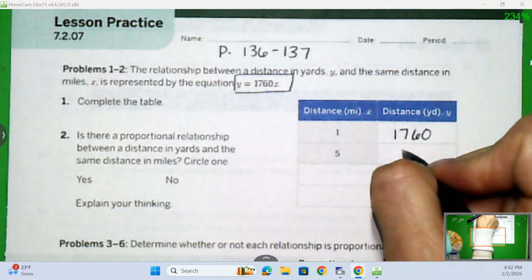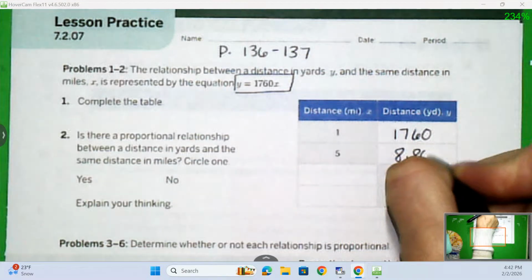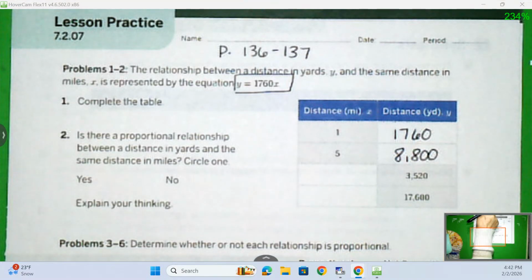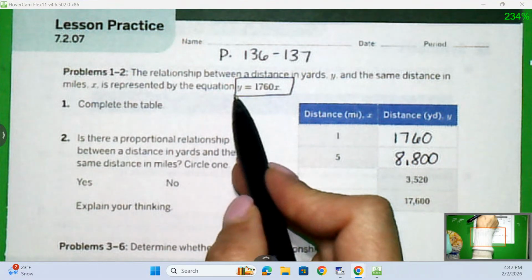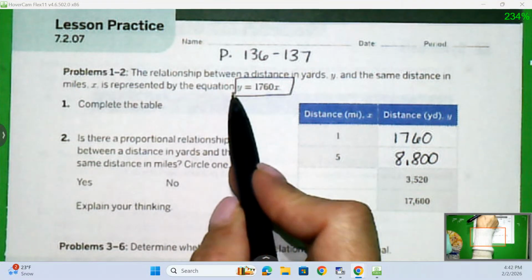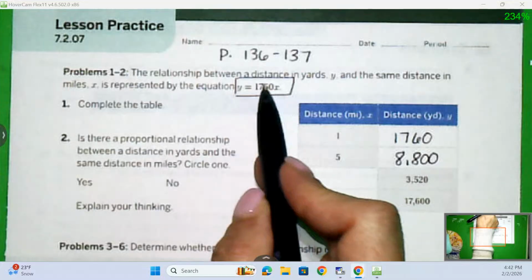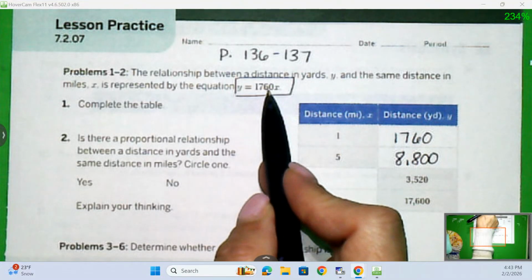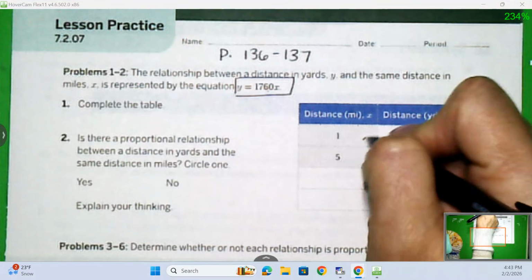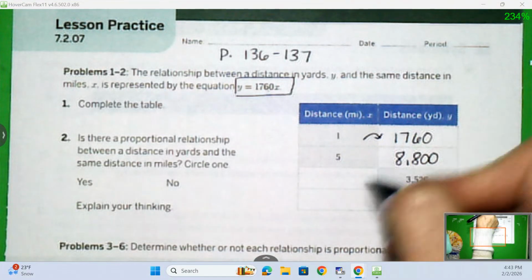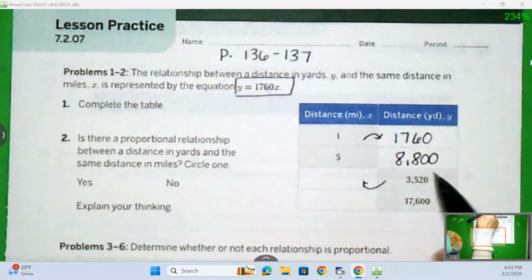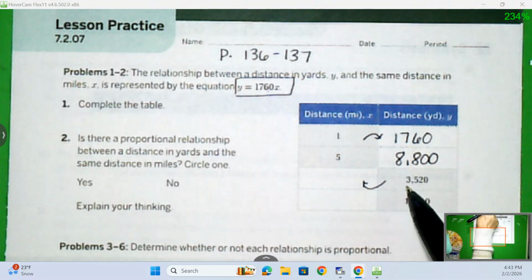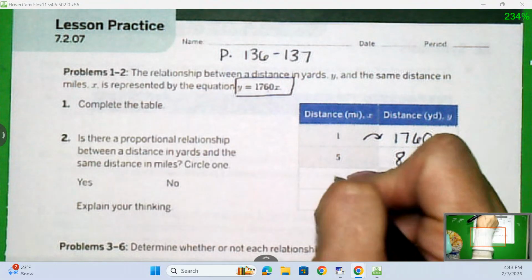We have 8,800. And then here we're going to be working backwards. We have our y, and we need to solve for x. So if we have our y value, we are dividing both sides by the 1,760. So in this direction, we multiply. The opposite direction, we're going to divide by that amount. You can use your calculators here. 3,520 divided by 1,760 works out to be 2.